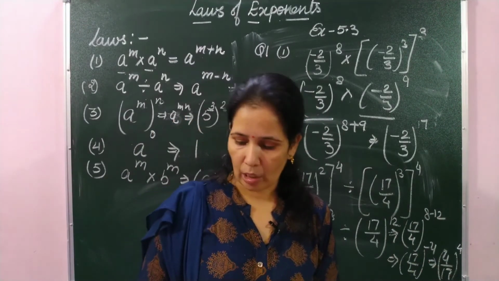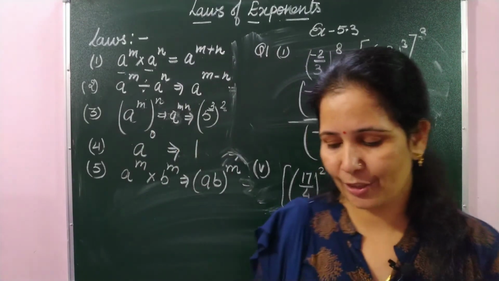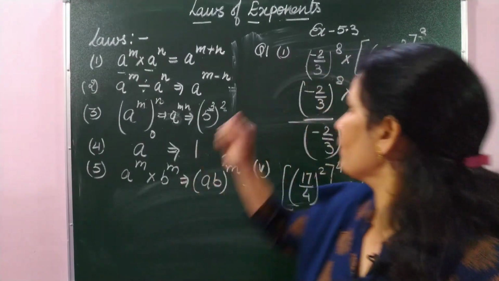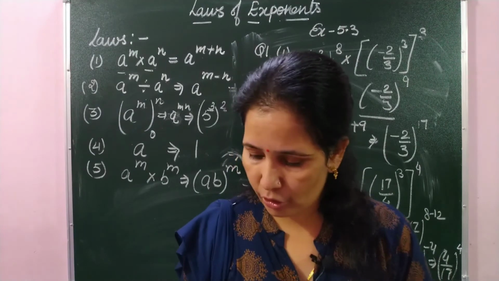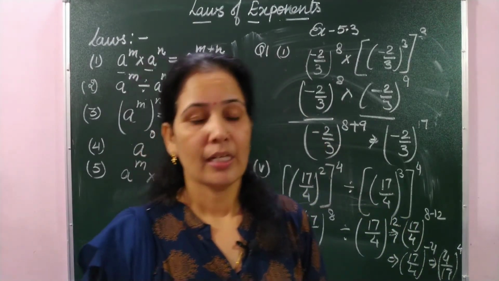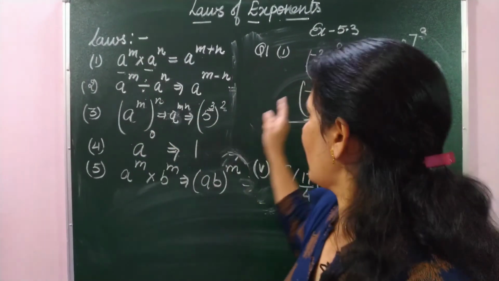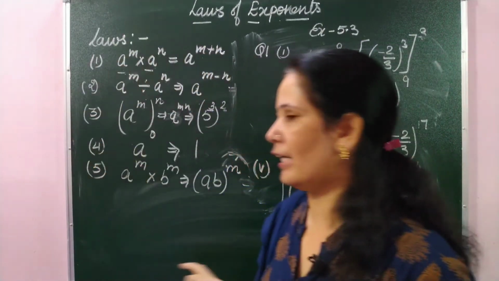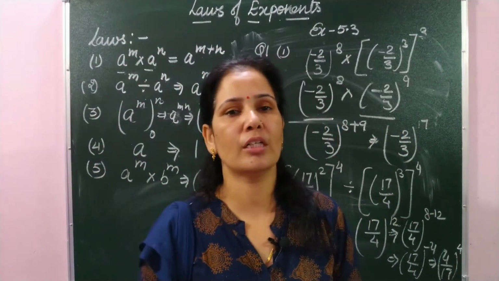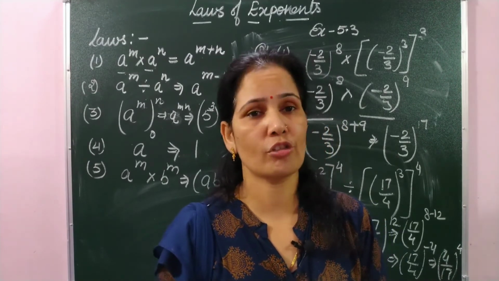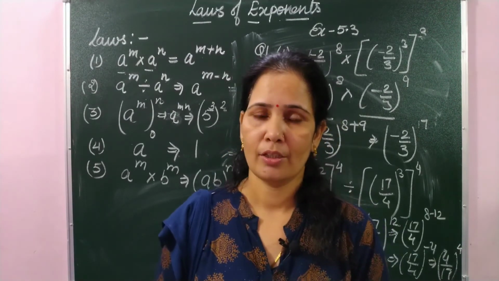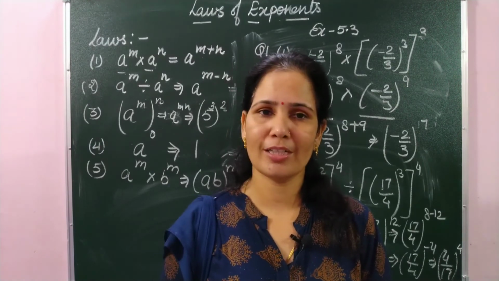Okay students, for today this much only, and you have to solve exercise 5.3 question number 1. This is your homework. In this question there are a total of 11 parts. That means you have to do the same type of questions based on these laws, 11 times. And second thing, you have to learn the laws. Students, if you have not learned the laws, you are not able to solve the questions. So it is very compulsory to learn them. Okay, for today this much only. Thank you students.